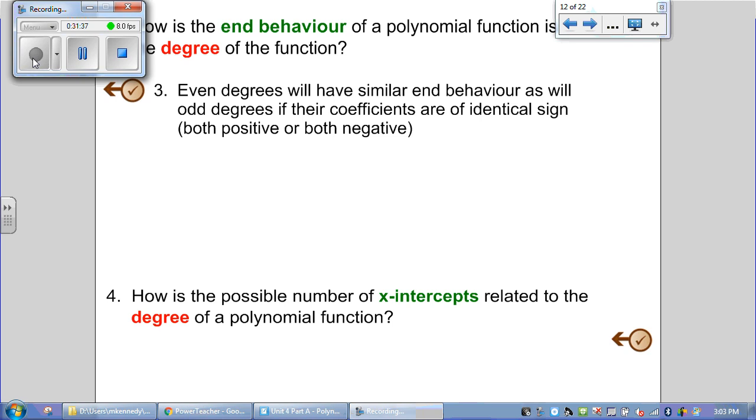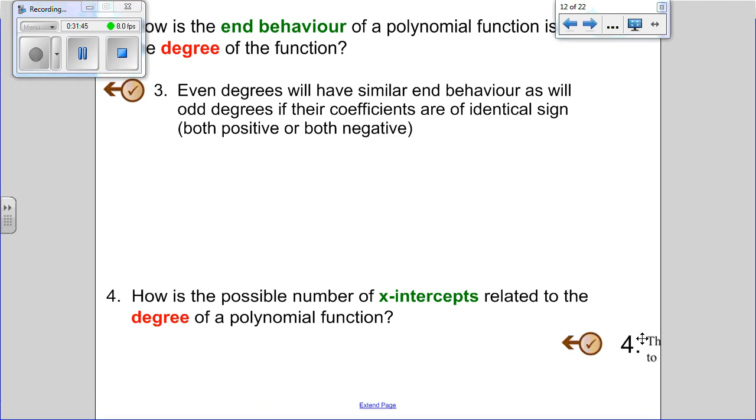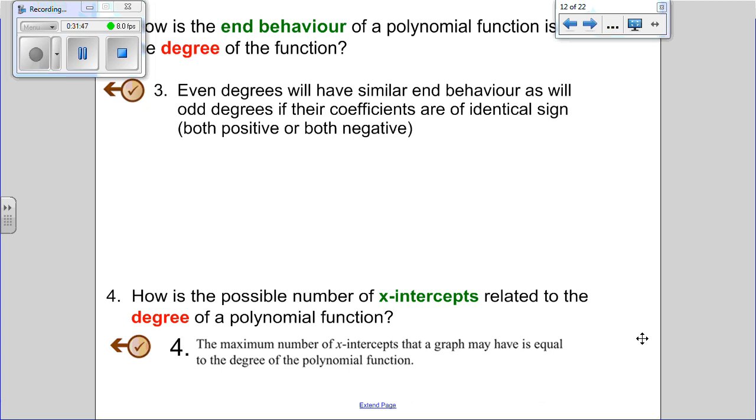So the maximum number of x-intercepts that a graph may have is equal to the degree of the polynomial. So if I have a cubic function, the most x-intercepts I can have is 3. I'll never have 4. But it could be lower than 3. I could have 2, could have 1, could have 0. Same with a quadratic. We did see examples of quadratics that had no x-intercepts. It just ended up where that quadratic was, it never did touch it.